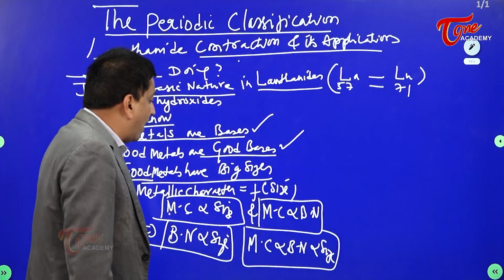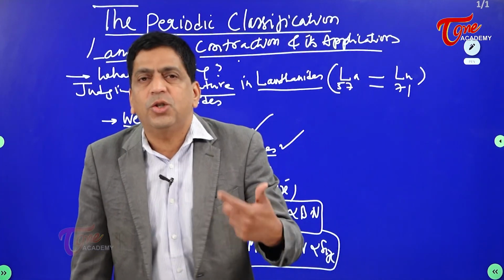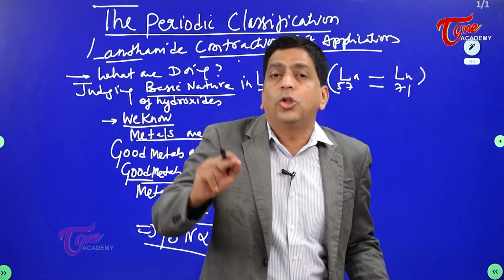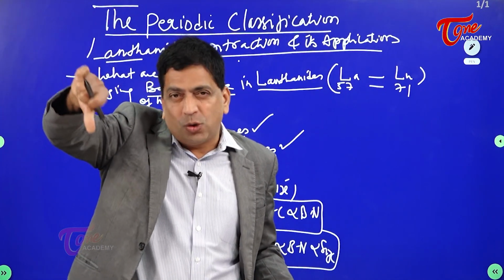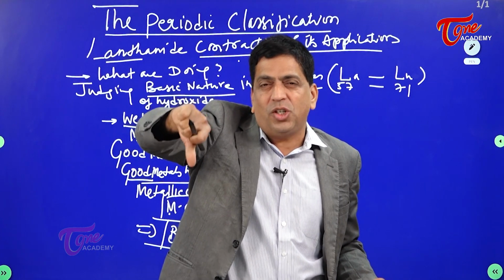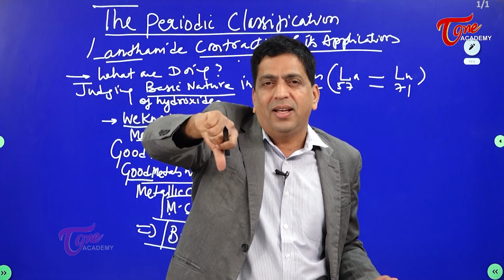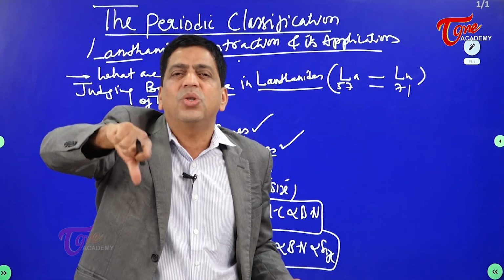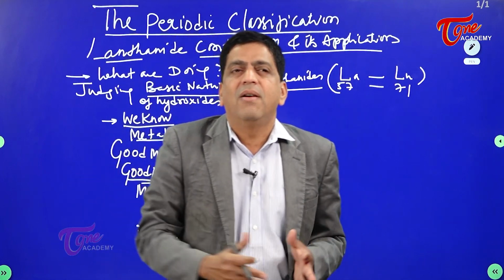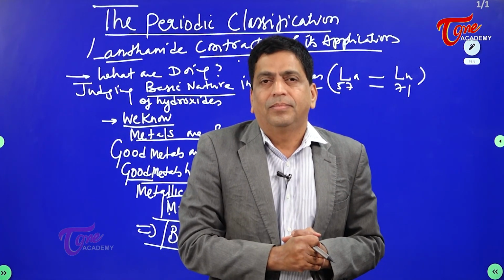What Fajan is telling: smaller the size, more is covalent character. So less is what? Basic nature. Less is what? Metallic nature. Less metallic nature, less basic nature, less size. That is what even Fajan is telling. You must understand that, right?